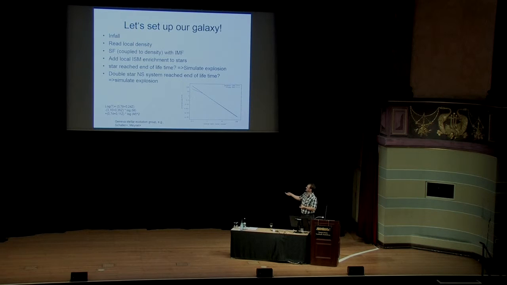And we get the lifetime. Yes, then we add the local interstellar medium enrichment to the star and check whether some stars have reached the end of the lifetime. Then we simulate the explosion, shift the matter away. Or if it's a double star neutron star system and it reached the end of the lifetime, we also simulate an explosion.